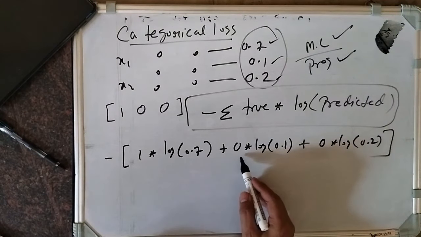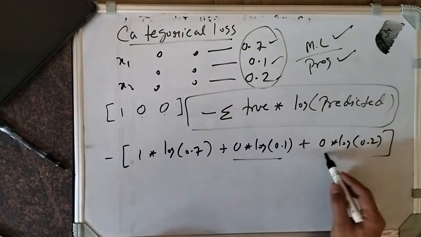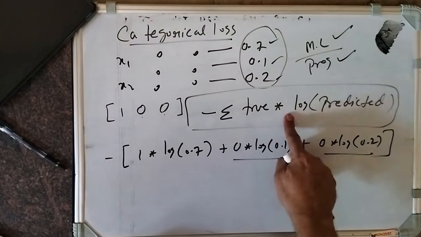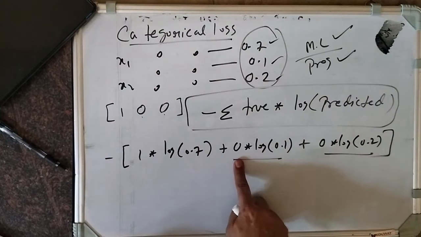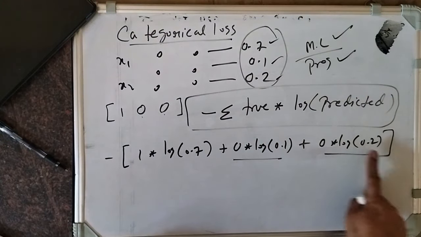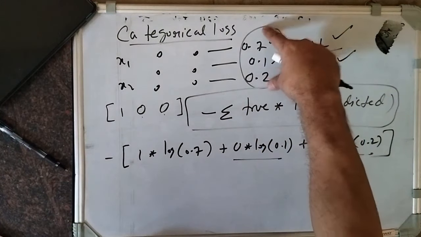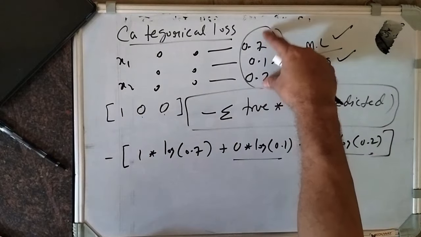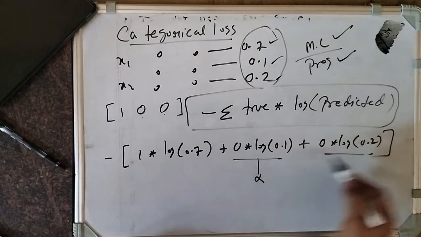Now you can see here already 0, already 0, my true value into log of predicted value. True value is this, predicted is this, what I got. This is my prediction, output is my prediction. Okay. So now you can see why I will concentrate here.